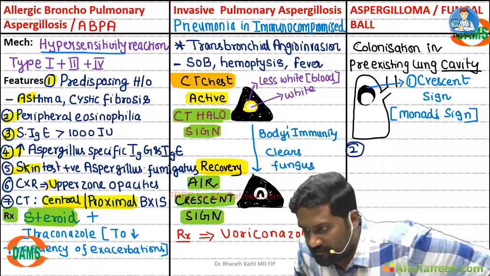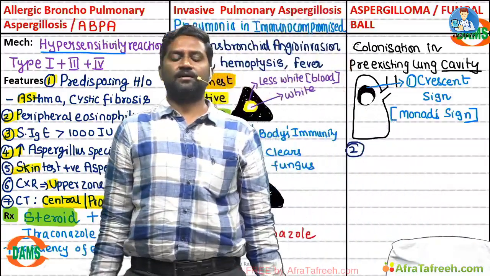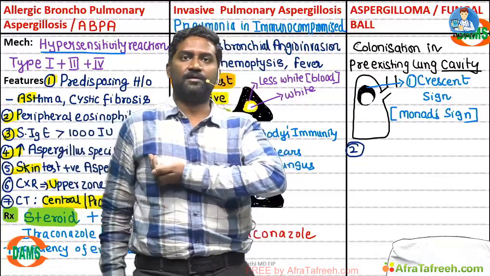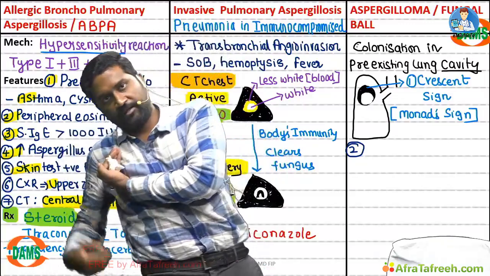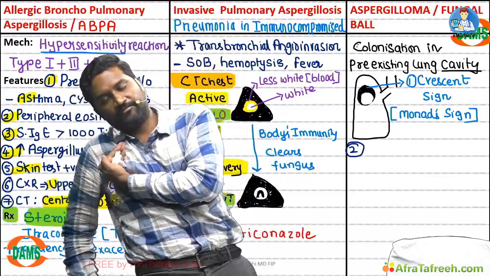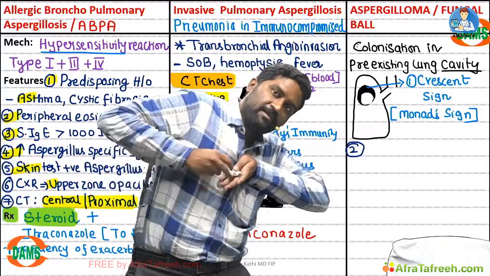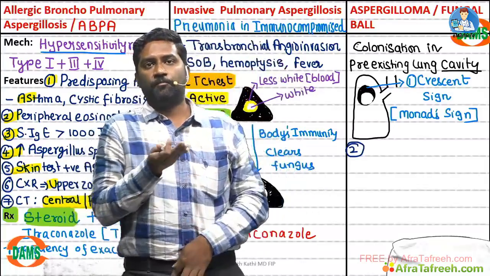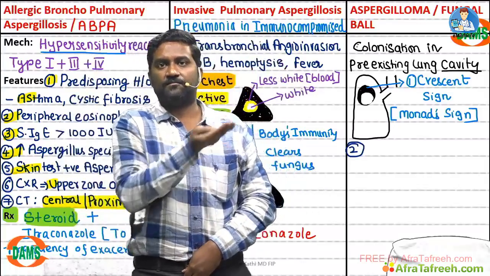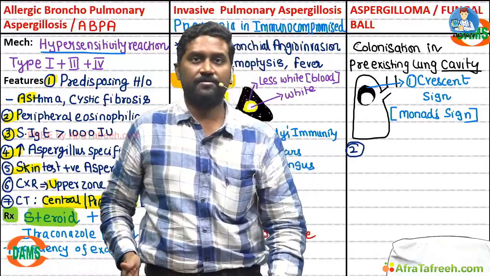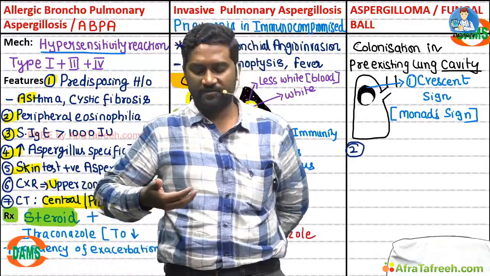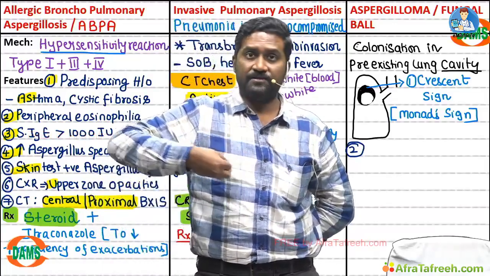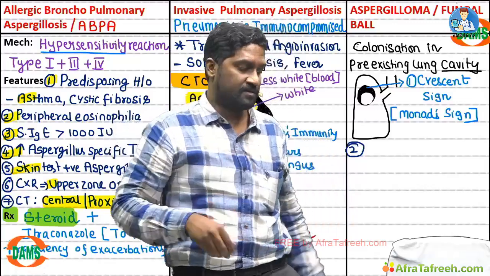So for example, if the patient is standing erect like this, by gravity in that cavity, the fungus will be here. When he turns to this side, the fungus will come to this side of the cavity. So there will be a ball changing with the patient's decubitus. If you take an X-ray in each position of the patient, there will be a change in the position of the fungal ball. Ball changes its position with patient's decubitus.